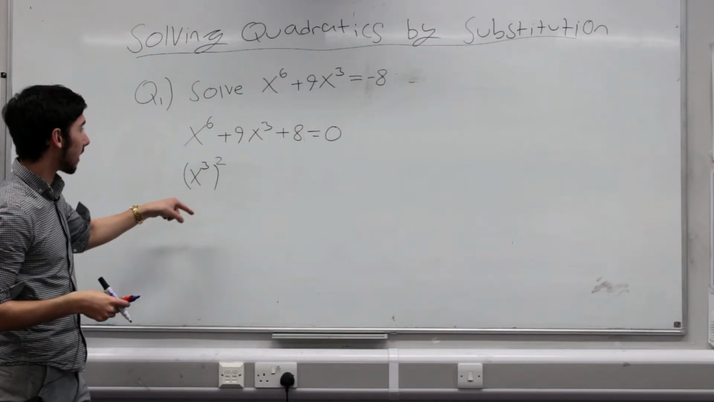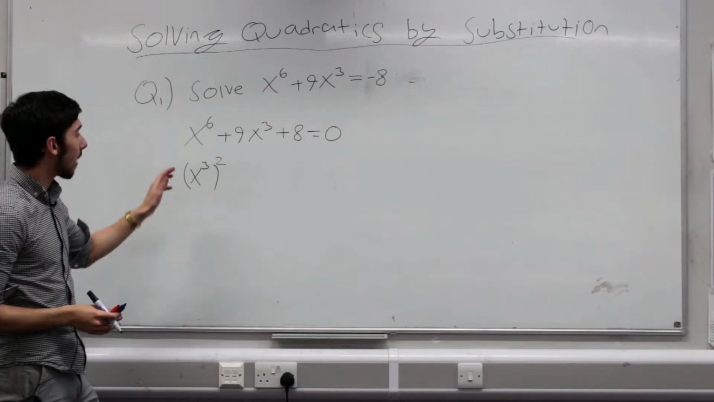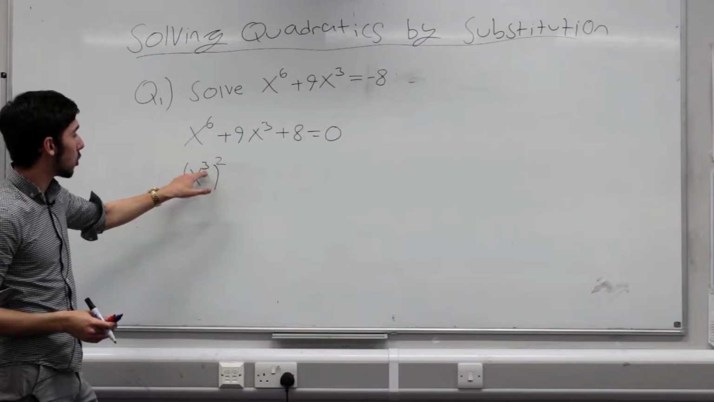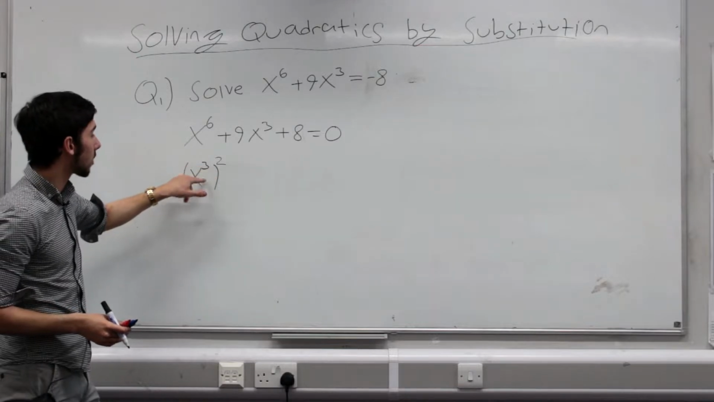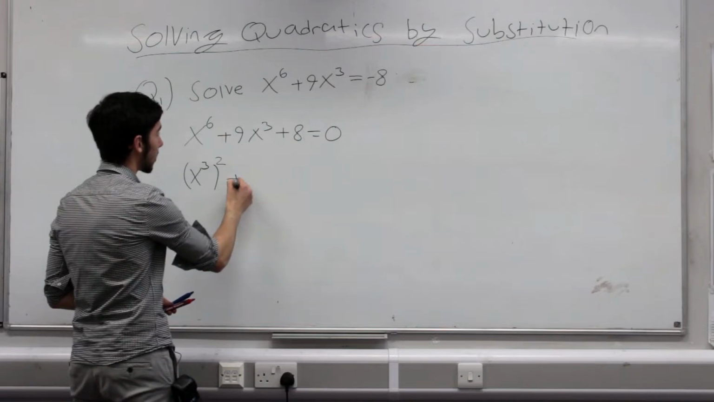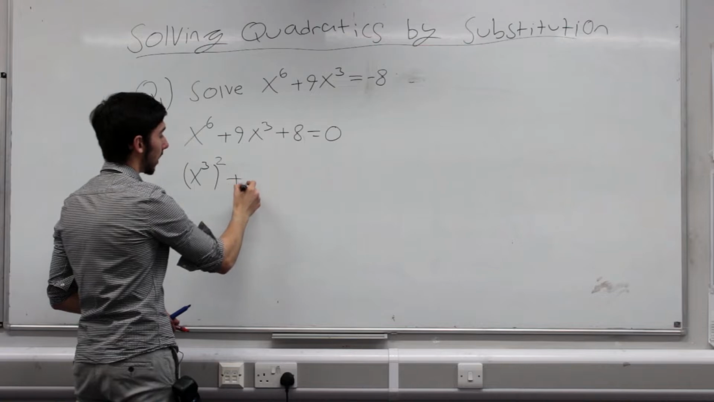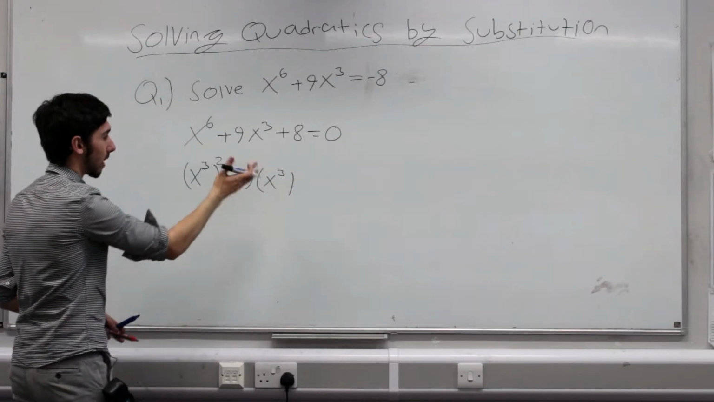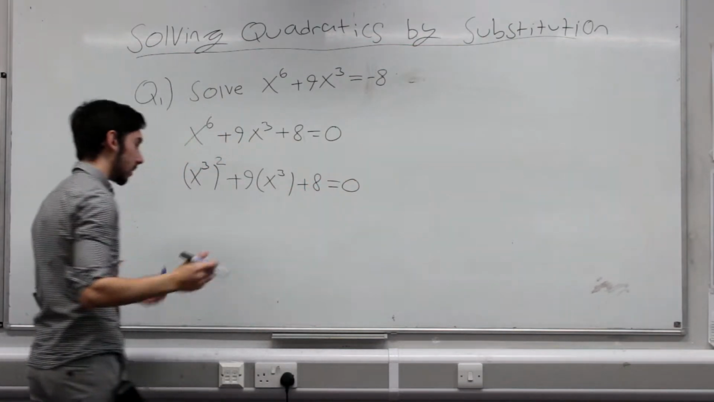That is the same thing as x to the power of 6, because from index laws we know if you have something in brackets to a power, the 2 powers here multiply together. They multiply. So it's x to the 3 times 2, which is x to the 6. Okay? So x to the 6 is the same thing as x to the 3 squared. We're going to then add 9 times x cubed. That was already there, I'm just putting brackets around it. Plus 8, that was also already there, haven't even changed it at all, and it's still equal to 0.